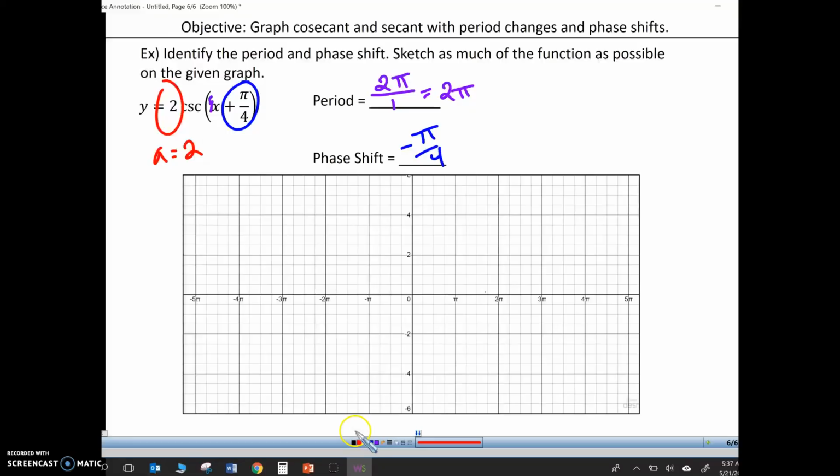So let's go ahead and graph our function. Notice our scale's already laid out for us, and it should be that way too on your guided notes if you're in my class. It goes every 4 units is pi, so that means every unit is pi fourths.